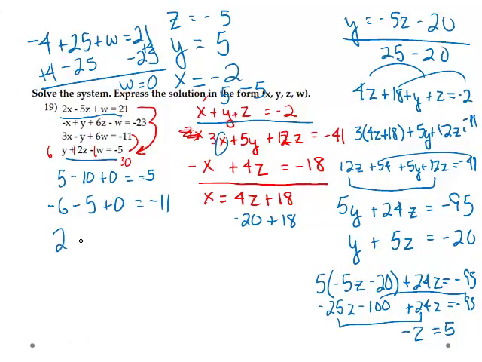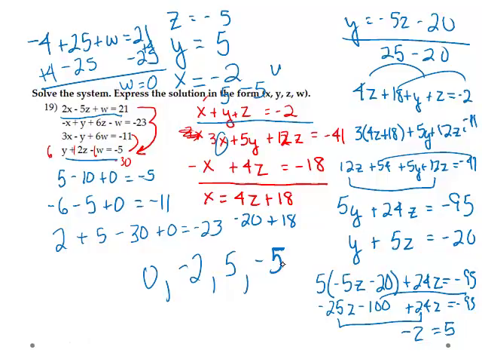2 minus, plus 5 minus 30 plus 0 is negative 23. Works for that one, and we know it works for the first one. So our answers are w is 0, x is negative 2, y is 5, z is negative 5. Next one.